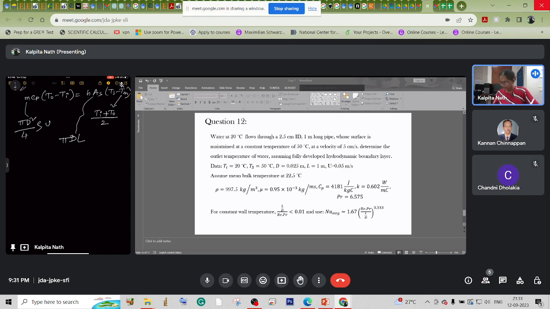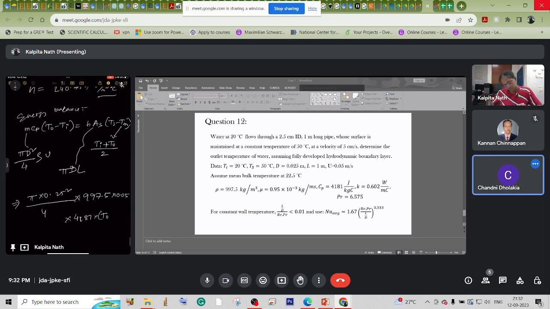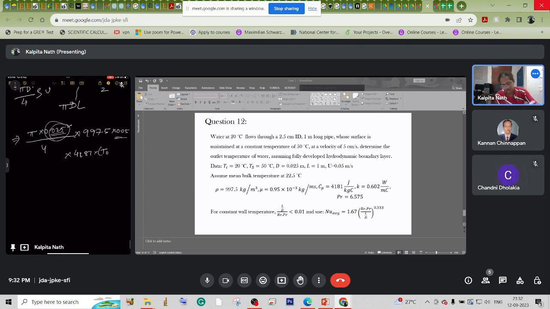If you put every value, let me write the values for you. So pi into 0.25 square upon 4 into 997.5 into 0.05, 0.05 is the velocity, into 4181, that is Cp. Ma'am, the diameter is 0.025, no? Ma'am, 0.025 it is given. Oh, this will be 0.025 only. I have mistakenly written it like that. No problem. Just one second.